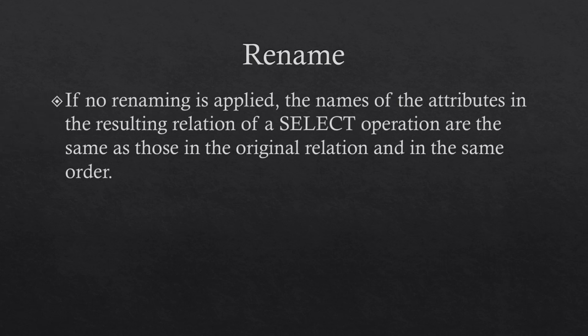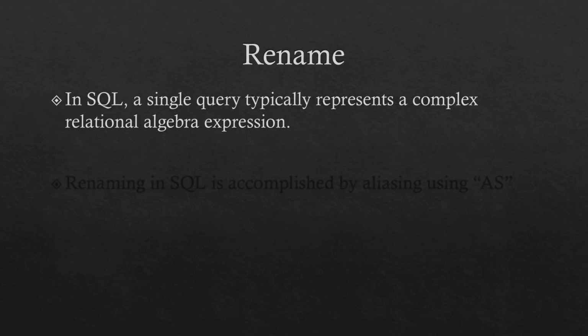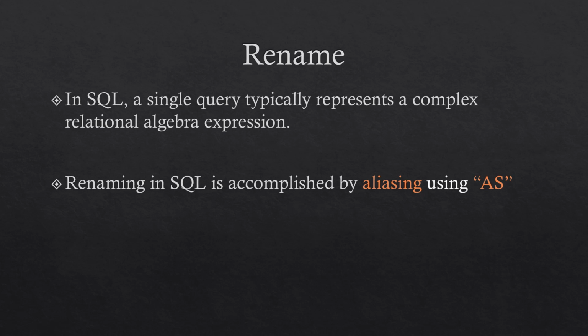If no renaming is applied, the names of the attributes in the resulting relation of a select operation are the same as those in the original relation and in the same order. In SQL, a single query typically represents a complex relational algebra expression. Renaming in SQL is accomplished by aliasing using AS.